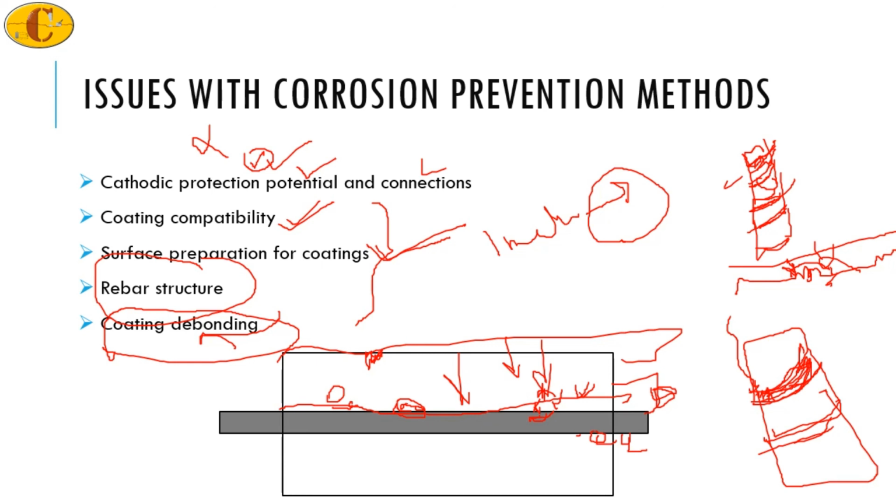So there are methods to prevent corrosion of rebar, but you have issues with those as well. The best way is to select the correct corrosion prevention method, keeping in mind all of these issues, rather than just looking at how good the coating is, or what the great properties of cathodic protection or the coating are. Please keep in mind these issues and then select the correct corrosion prevention method.